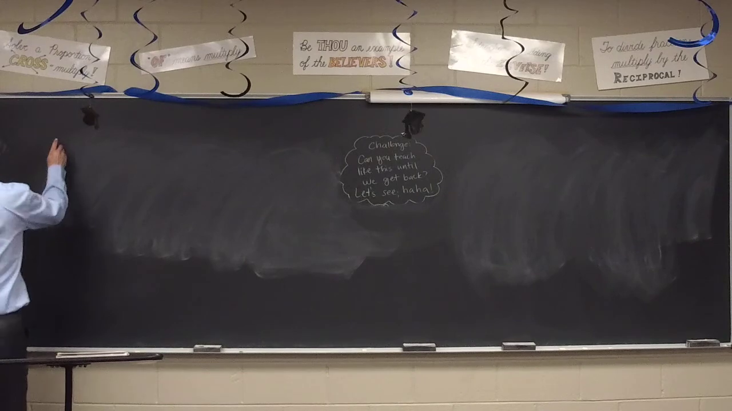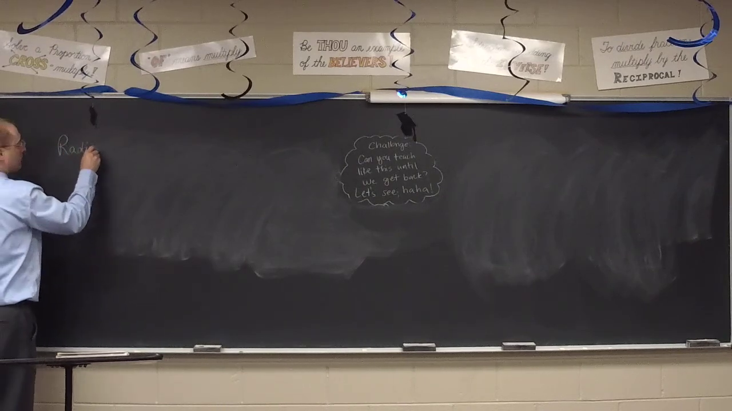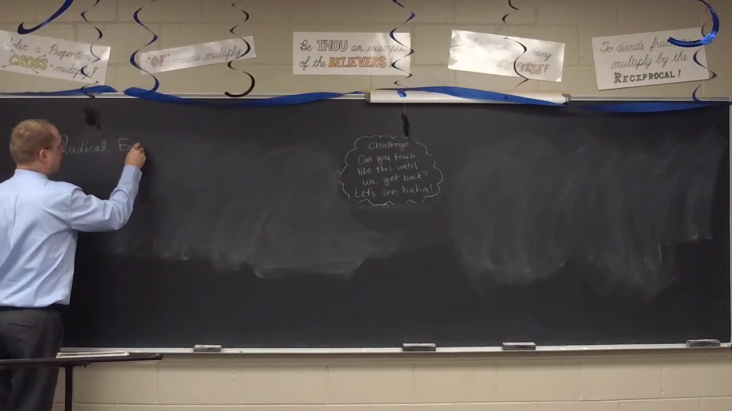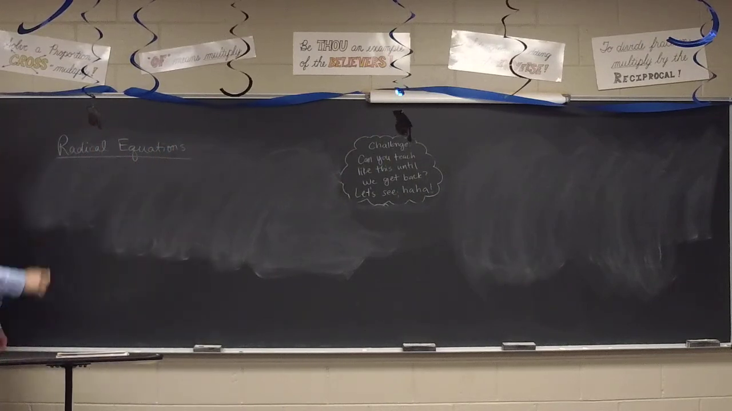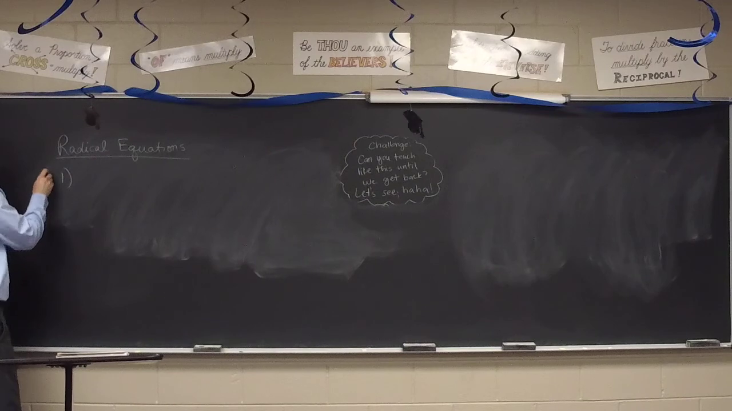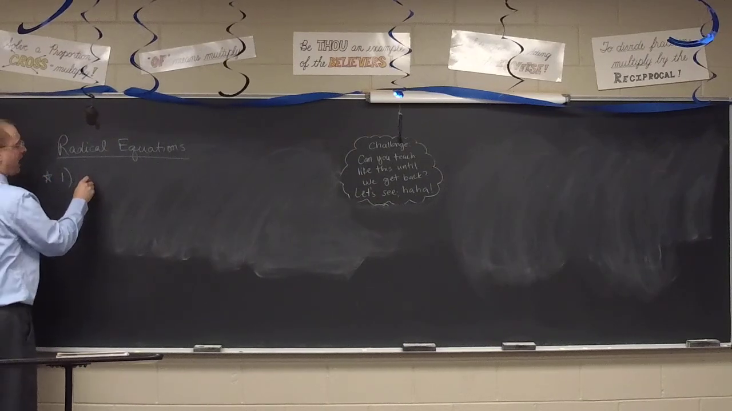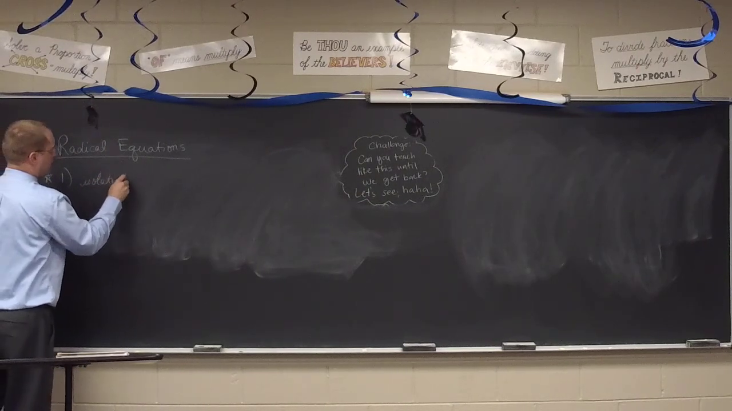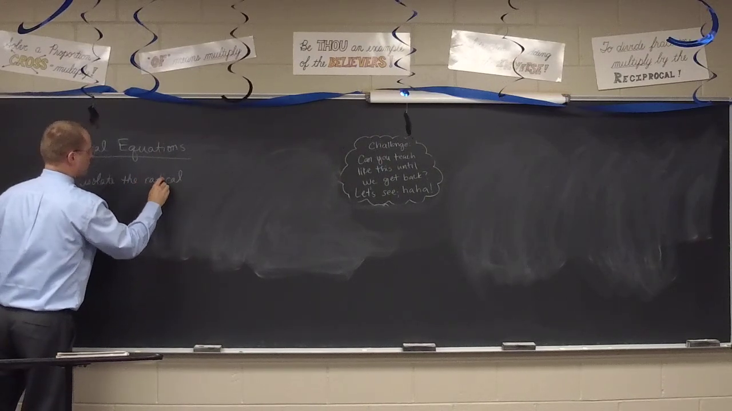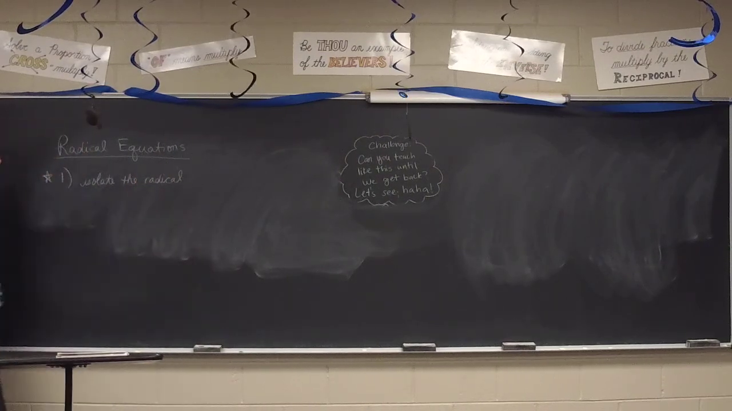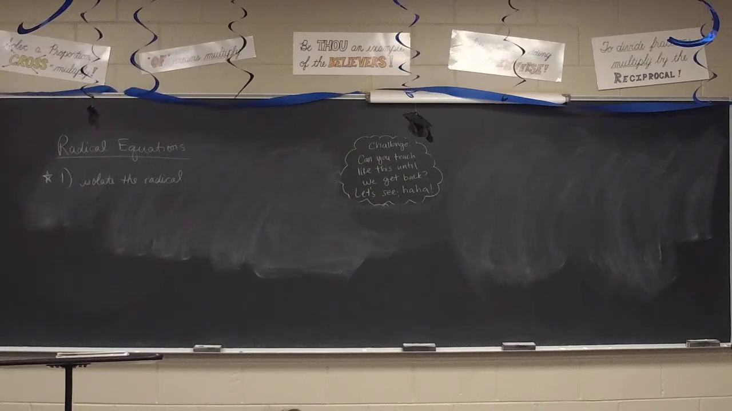Radical equations. Radical equation with a variable in the radical. Step number 1, and this is your key, so put a star next to it. Step number 1 is to isolate the radical. Get it by itself. Get everything else away.